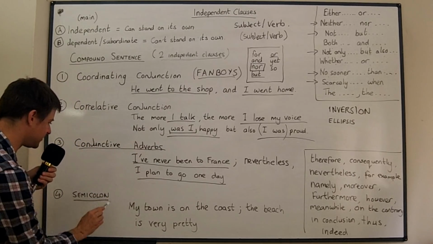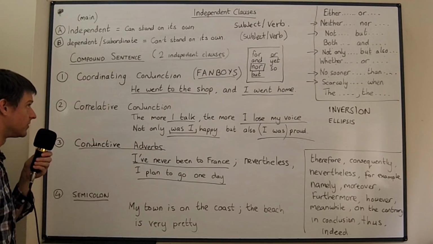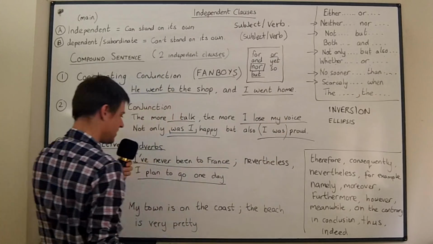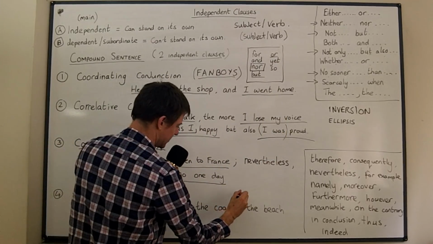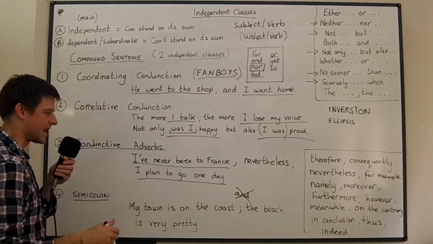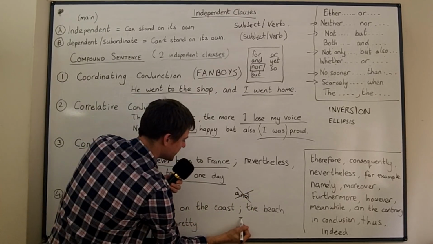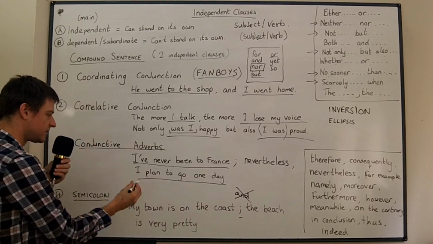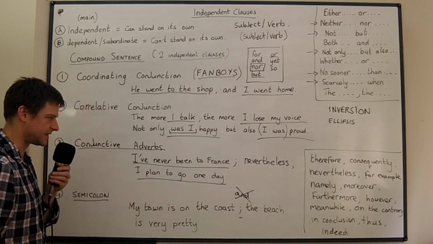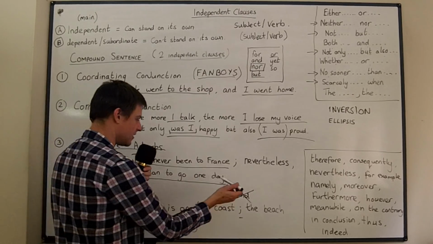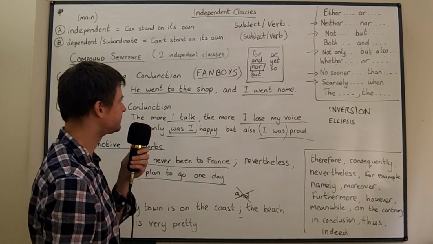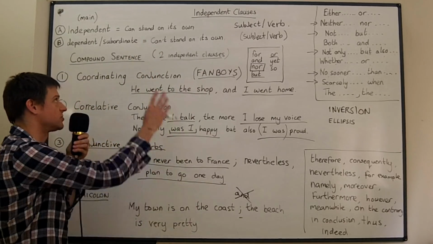The last way is a simple way with a semicolon. If they can join with one of these coordinating conjunctions, we can just get rid of the coordinating conjunction, which in this sentence would perhaps be and, get rid of the and, get rid of the comma, put a semicolon there, and then it works. My town is on the coast, semicolon, the beach is very pretty. Or we can say my town is on the coast, comma, and the beach is very pretty. Both of them work. Okay, so that's just an introduction to clauses.